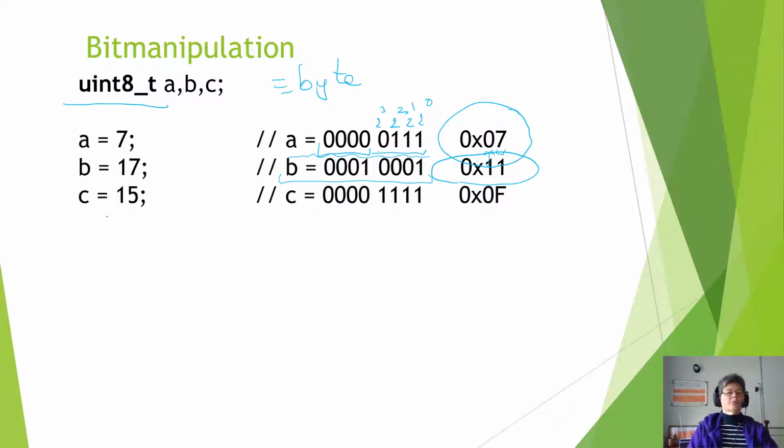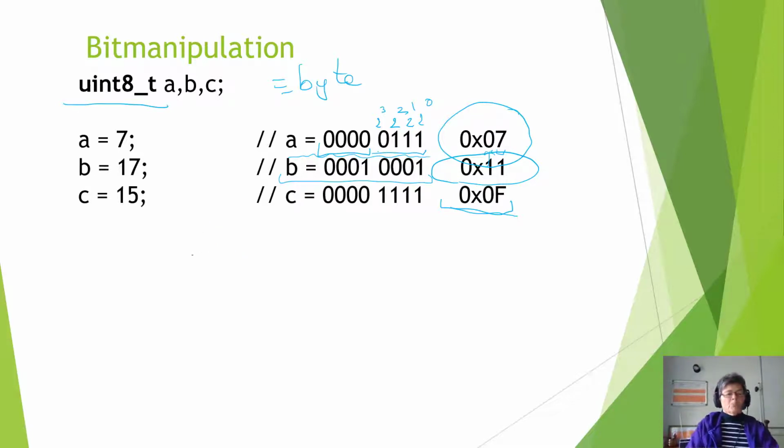Another example, C is 15. Okay, hopefully by now you say, oh, I know that one. That means the most significant nibble is 0 and the least significant nibble is completely filled with ones. And in hexadecimal notation, 0x0f. This one you will use quite often in masking of your nibbles.